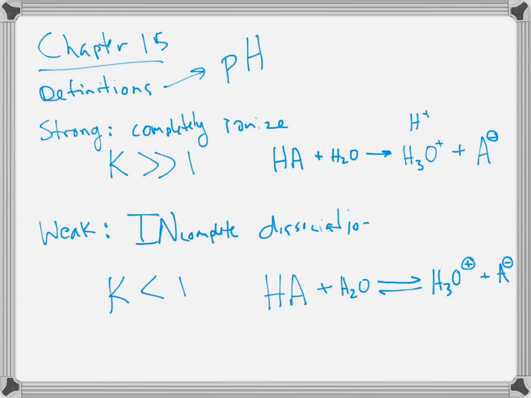What we then did in chapter 16 is now we made it a little bit more difficult. We'll go simple first. Now we brought up this idea of buffers. What a buffer is doing is stabilizing the pH. Which means if I add acid, the pH doesn't change. If I add base, pH still doesn't change.